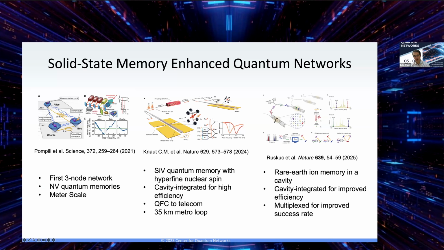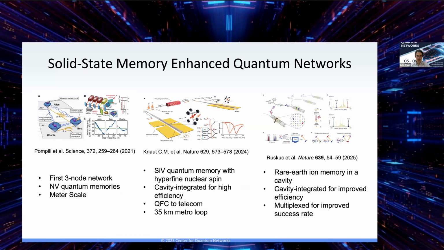And this was actually the first time that more than one node has ever been demonstrated in any system. This was done using nitrogen vacancy quantum memories, which are going to be described in more detail in the next talk. This was done, however, only in a meter scale network. It was not done over long distances. However, it's a really important milestone in the field.